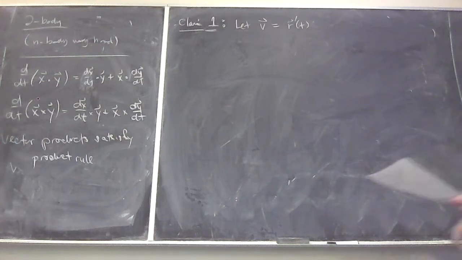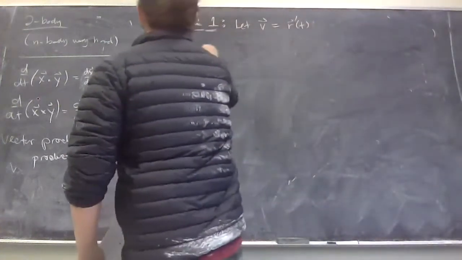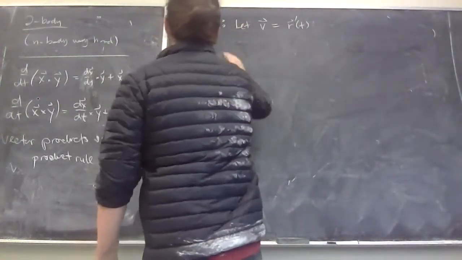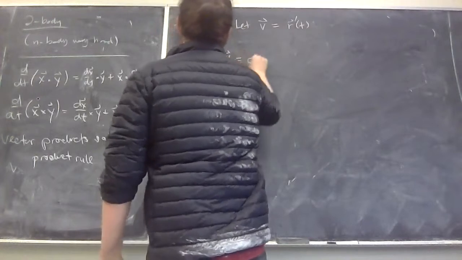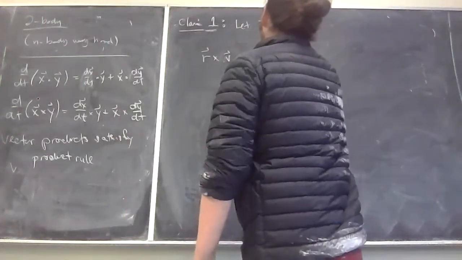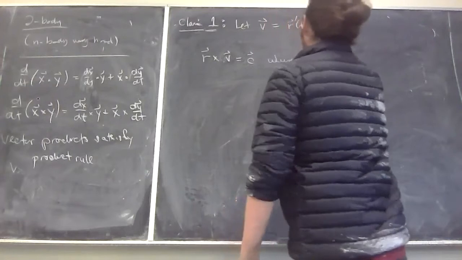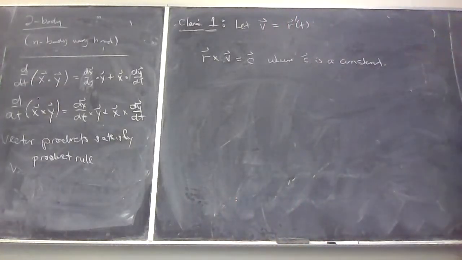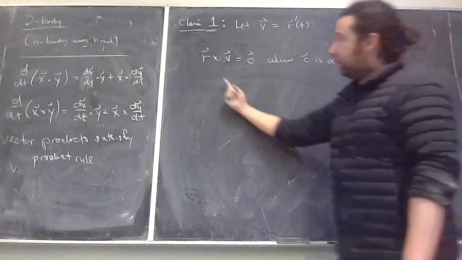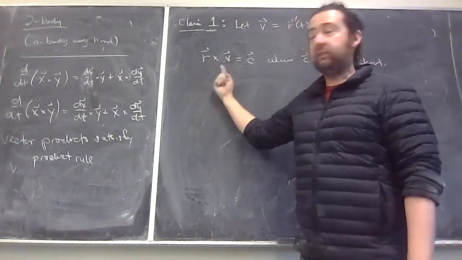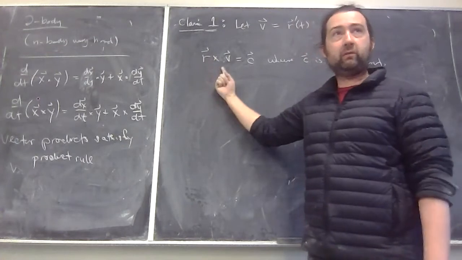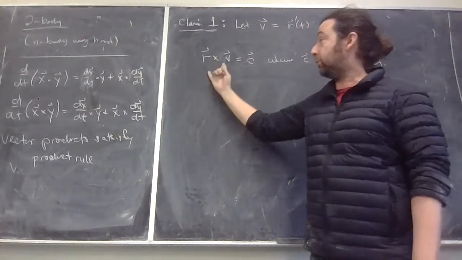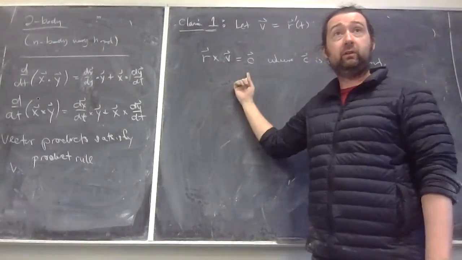Okay, so here's claim one. R cross V is C, where C is a constant. So even though R and V are functions that are moving, this is the position vector, this is the velocity vector, my claim is that a vector perpendicular to them is a constant vector.